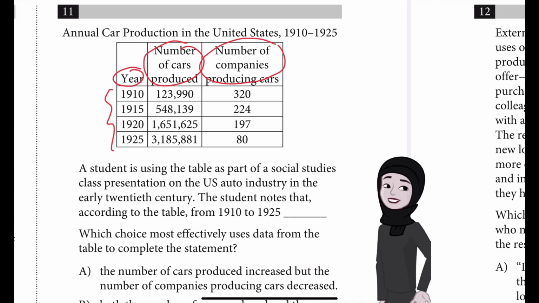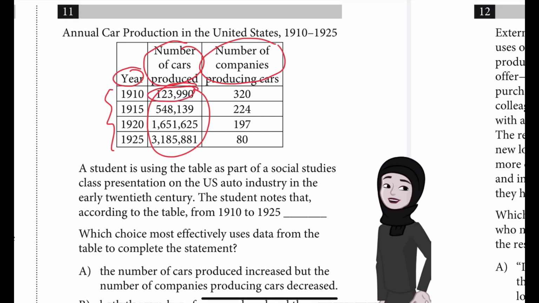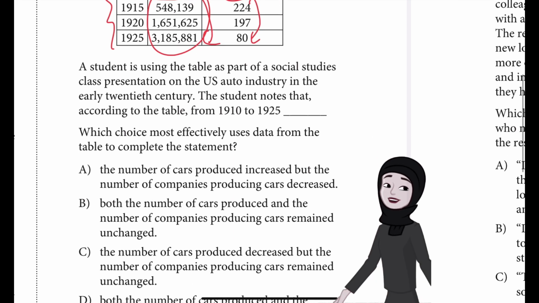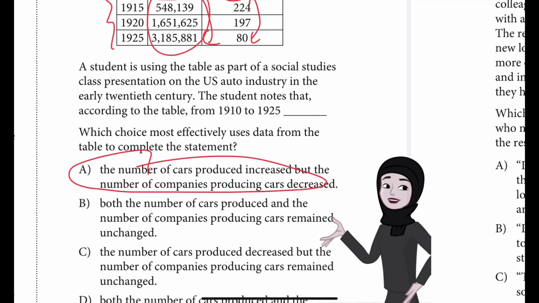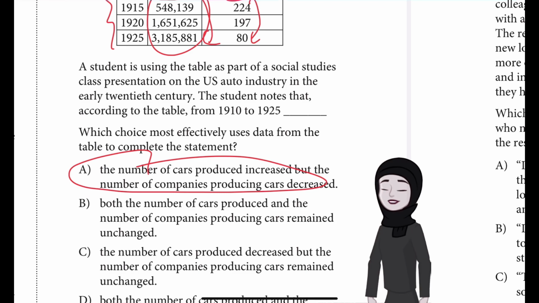So we can already see that the number of cars being produced is increasing. So the number 123,990 is less than 3,185,881, whereas the number of companies, 320 is greater and 80 is less. So definitely answer choice A is correct. Choice A is the best answer because it most effectively uses data from the table to complete the statement about the US auto industry in the early 20th century.